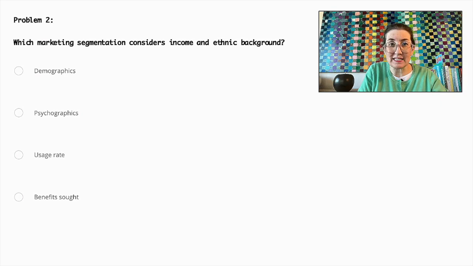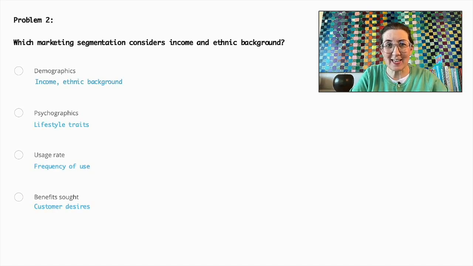Usage rate segmentation focuses on how frequently a product is used, which doesn't consider income or ethnic background. Benefits sought segmentation is about what customers seek in a product, unrelated to demographics. Psychographics involve lifestyle and personality traits, not directly income or ethnic background.